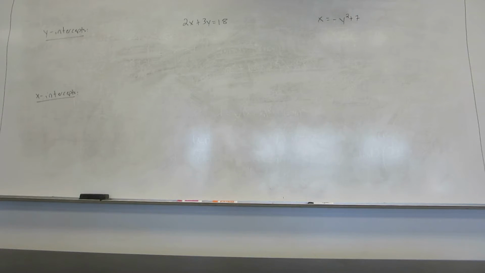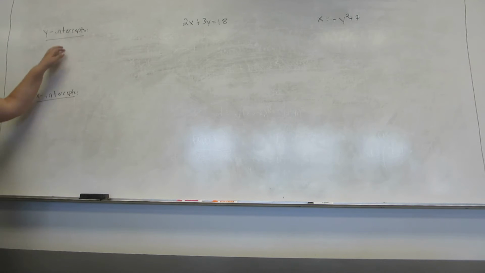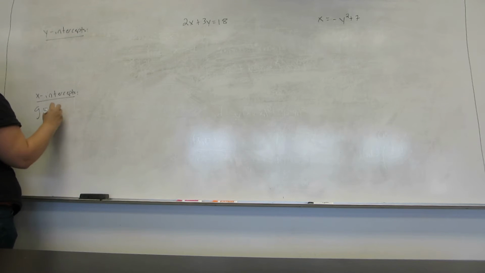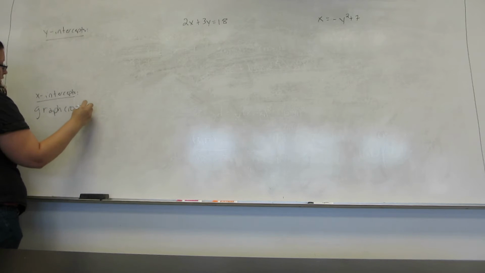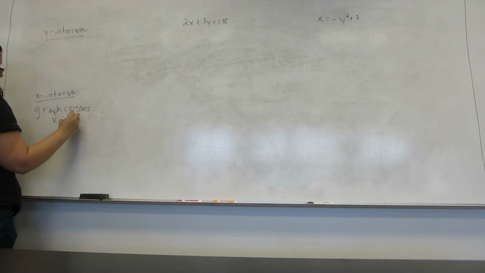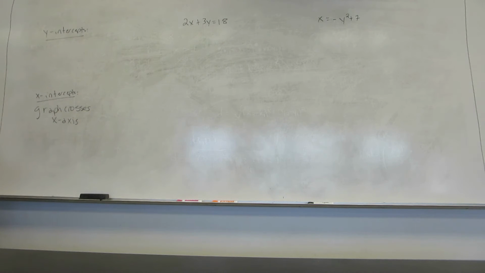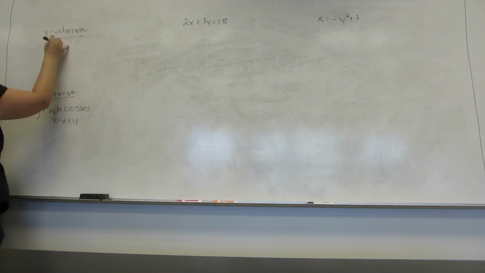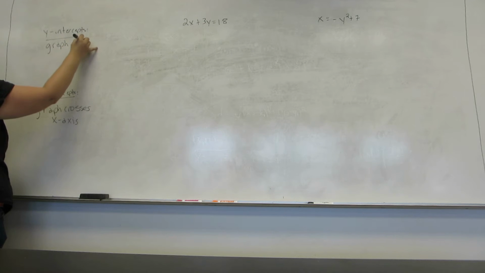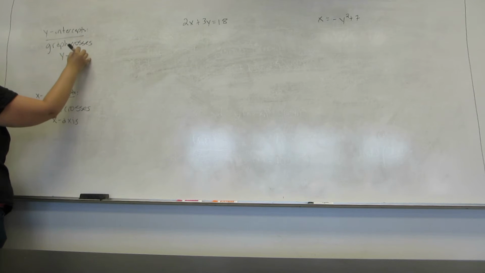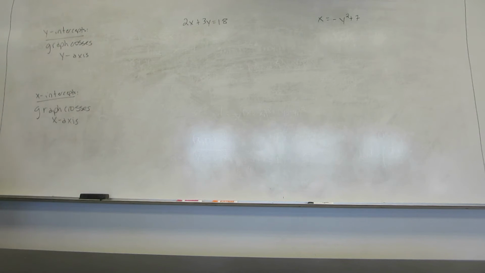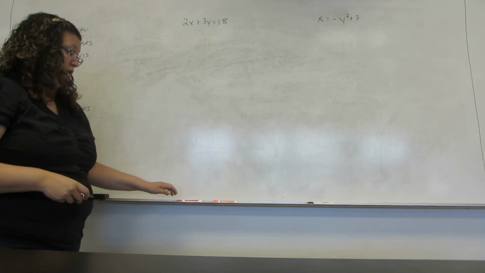Now, continuing with our discussion of graphs, one of the most important features of the graph are what we call the intercepts. The X-intercepts are the places where the graph crosses the x-axis, hence the word X-intercepts. Y-intercepts are where the graph crosses the y-axis. Okay? All right, now that's all fine and dandy, but how do we actually find them? Because that's what we're mostly concerned about.